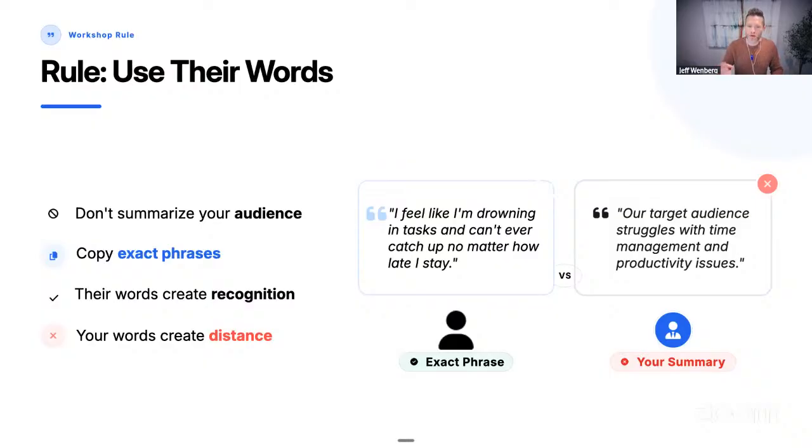Well, these C-level executives, they're not going to say, "Man, I just wish somebody could help me with time management and productivity issues." They're going to say, "I just feel like I'm drowning in tasks and I can't ever catch up no matter how late I stay at the office." We want those exact phrases they are saying, so that the words they're using can connect you with other people who are already experiencing that same stuff. We want to use their words for a higher good.